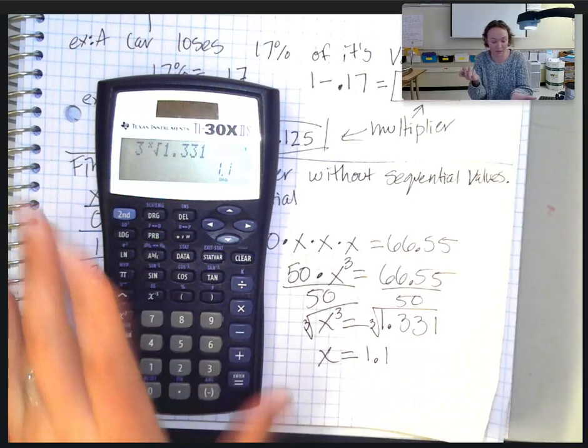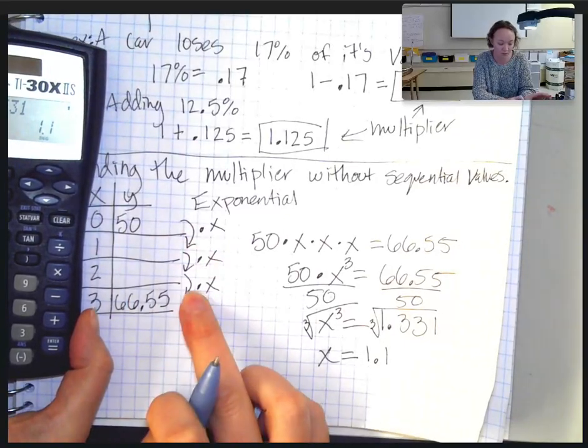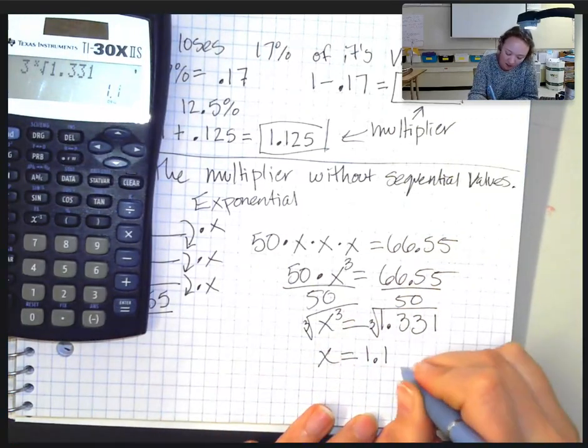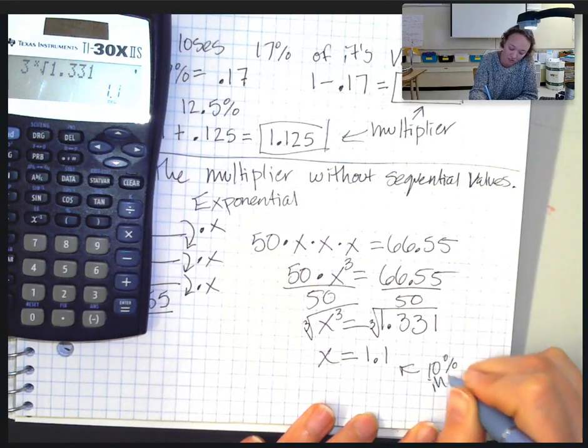And I could check my work, right? I could go back and I could do 50 times 1.1 times 1.1 times 1.1, and it would give me 66.55. This means I had a 10% increase.